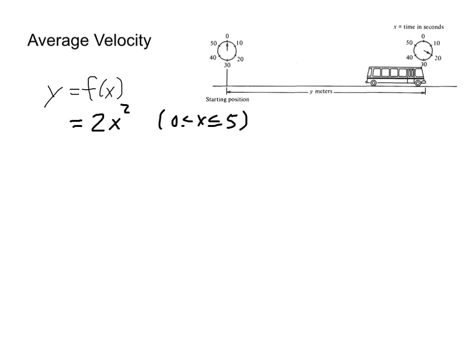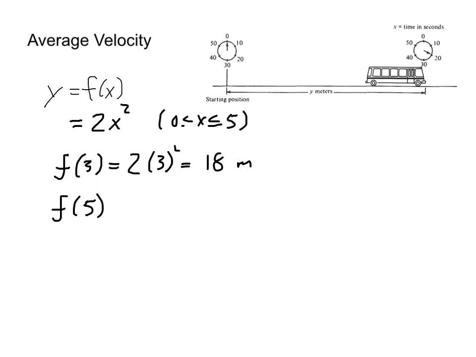So for example, after 3 seconds, the total distance traveled will be f of 3, which is 2 times 3 squared, or 18 meters. And after 5 seconds, the total distance traveled would be 2 times 5 squared, or 50 meters.